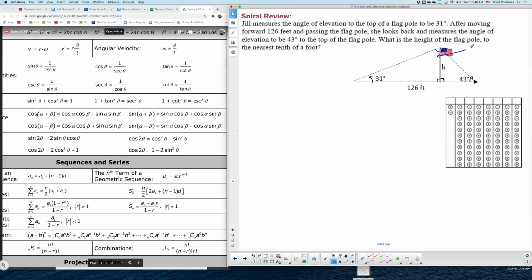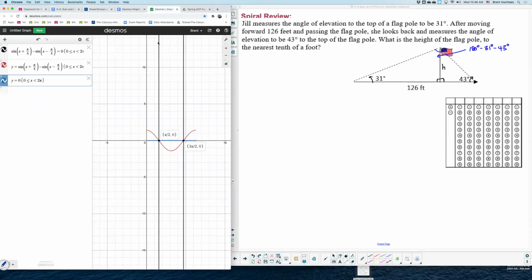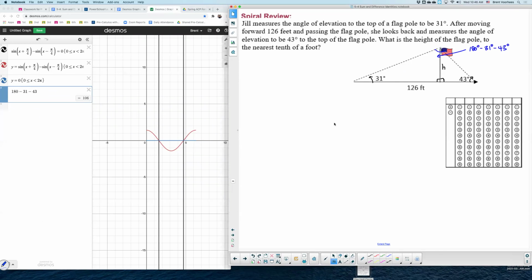So what I see I can do here really quickly is that this angle right there will be equal to 180 minus 31 minus 43. So basically 180 minus 74. What is that? 104, I think. 180 minus 31 minus 43. 106, sorry. So 106 degrees goes there. Now I can see, oh, I have a completed set. So I could do the law of sines.